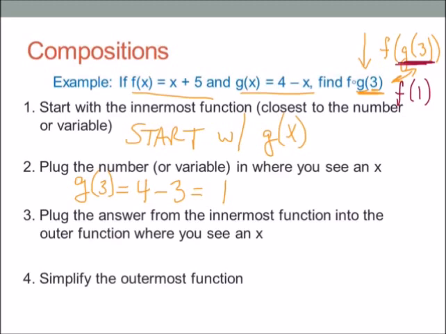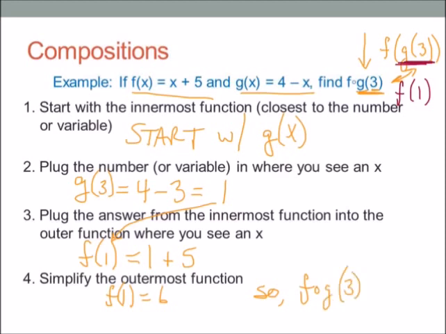Alright, so step number 3 is plug the answer that I got from before into the next function. So f of 1, and I'm going to bring that 1 down here. I'm going to take the x out of f of x, so that's 1 plus 5. I'm going to simplify that outermost function, so f of 1 is going to be 6. So f of g of 3 equals 6, and there's my final answer.